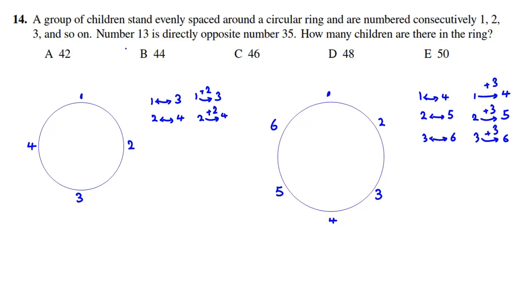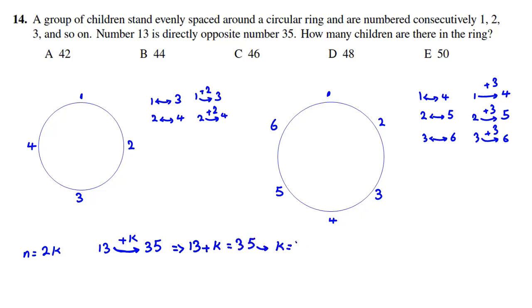So suppose we have n students, which is 2k. Each one, 13 for example, adds k, because look here, for n is 4, k is 2, and here n is 6, k is 3. So when you add k to 13, it will be 35. So we conclude 13 plus k is 35.